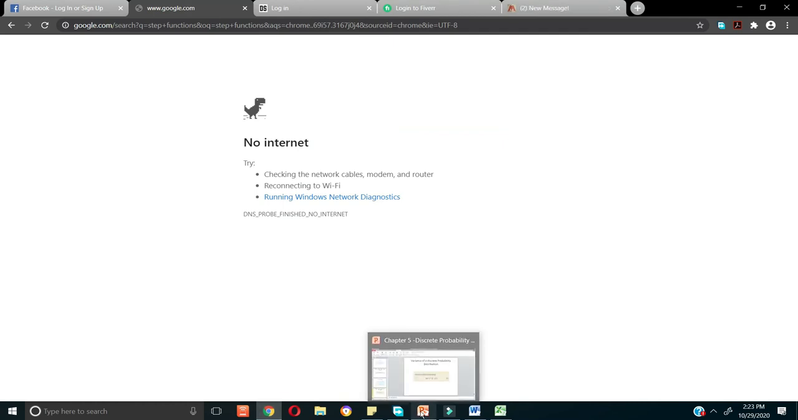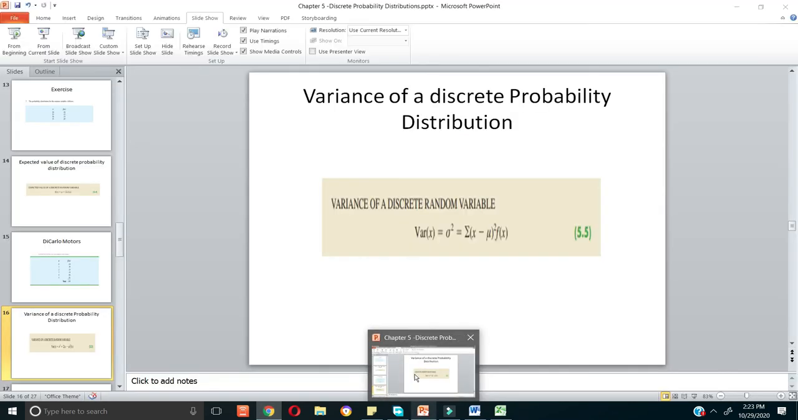So this will give you the deviation of that random variable. You are computing the deviation of that random variable because there's a value you expect, but it's not necessarily going to be that value. So there's going to be a bit of standard deviation.